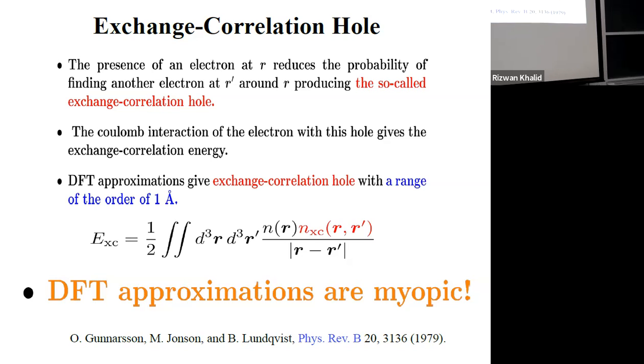So this short-sightedness of the exchange correlation hole makes that part of the exchange correlation energy zero for those electrons which are separated by a distance of more than an angstrom. So it misses the long-range correlation effects, long-range exchange correlation effects, actually.